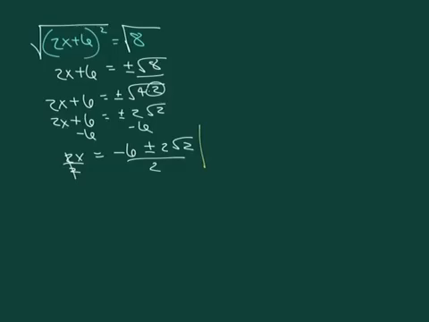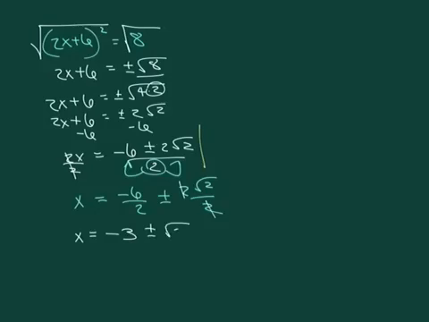Because remember, you can split up these fractions. We haven't done it for a while, but we can split this up into negative 6 over 2 plus or minus 2 square root of 2 over 2. Remember, this 2 is under this, and it's under that. And when we do that, we get x equals negative 6 over 2, which is negative 3. That cancels with that. And that ends up being our answer. Okay? Which is a lot simpler.